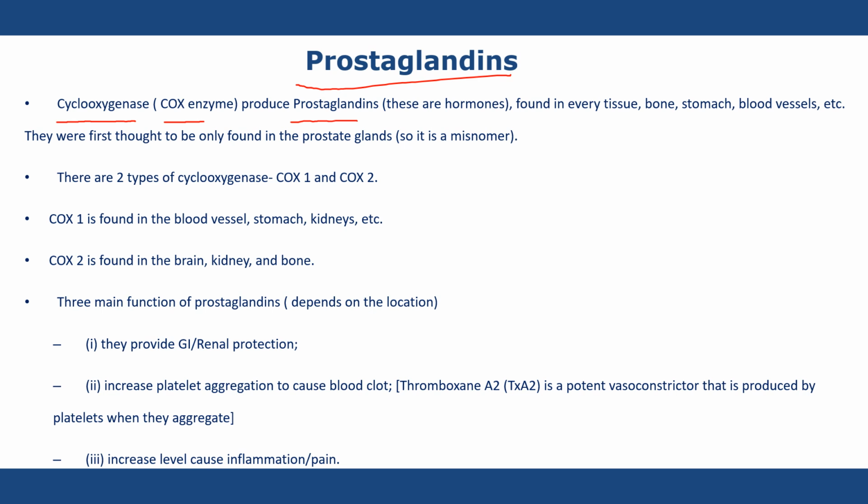Okay, so going back to the enzyme, there are two types of cyclooxygenase, COX-1 and COX-2, and both of them will produce prostaglandins, which is a hormone. Now, COX-1 is found in the blood vessels, stomach, and kidneys and so forth, and COX-2 is primarily present in the brain, kidney, and bone. And they will release prostaglandin, as I said before.